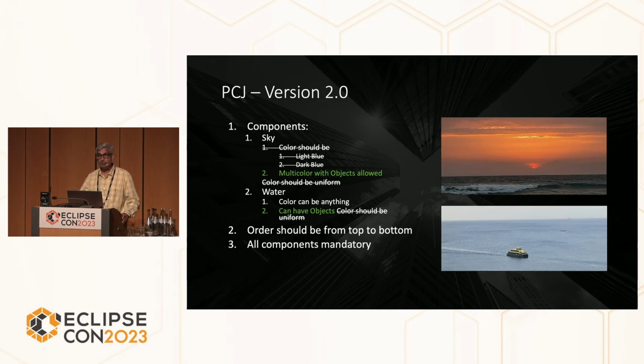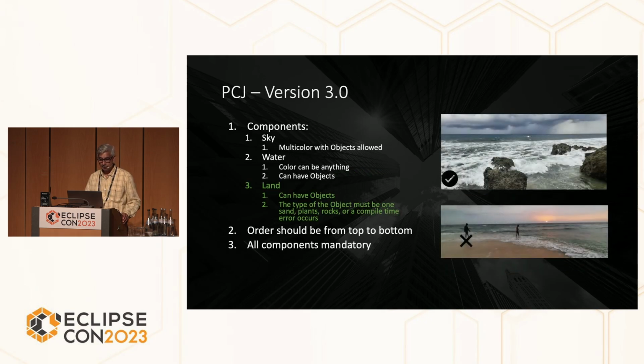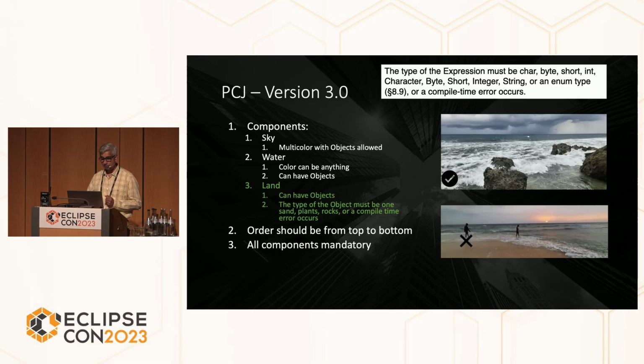As we progress from one version to another, we allow more things, say multicolor objects. We allow the water to have objects. Version 2.0 now allows the boat. In the next version, we allowed the land also. You can see that the land can have objects. The type of the objects must be one of sand, plant, or rocks, or a compile time error occurs.